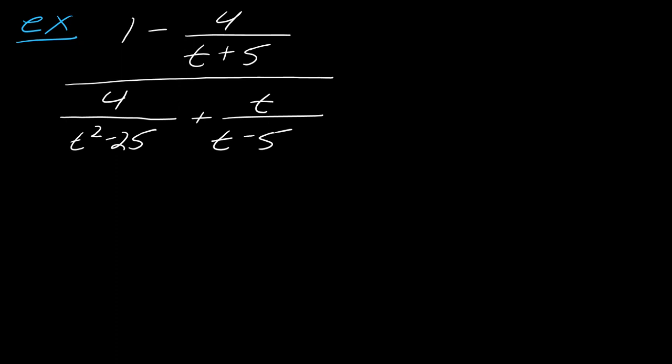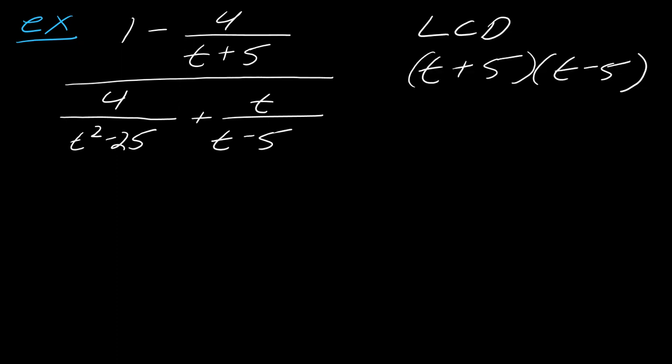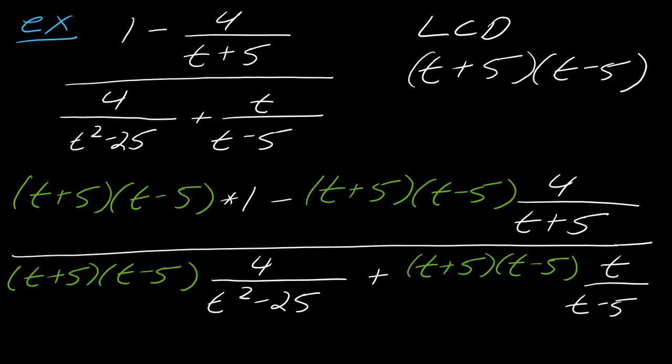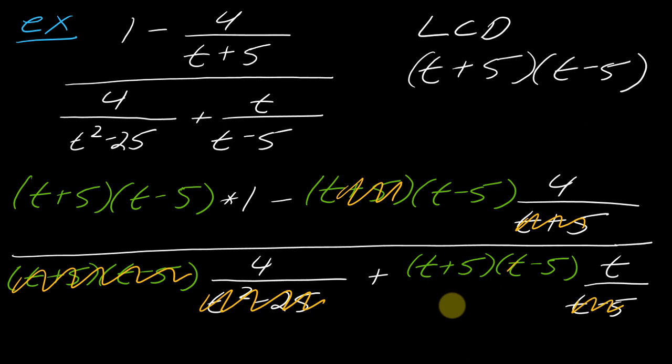Okay, so looking at all my denominators, my LCD is going to be t plus 5 and t minus 5. So I need to multiply every single part by that LCD. So here's what that looks like. In this case, there's nothing to cancel out here, right? So this is actually just going to end up becoming t squared minus 25. In this little grouping here, I can cancel out the t plus 5s. Down here, the entire LCD will cancel out with the denominator. And then here, the t minus 5s are going to drop out.